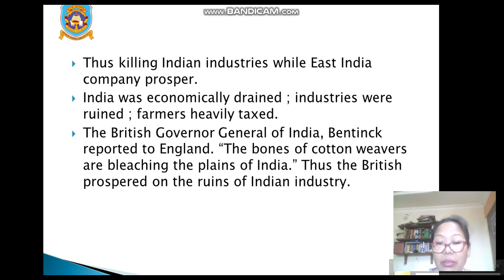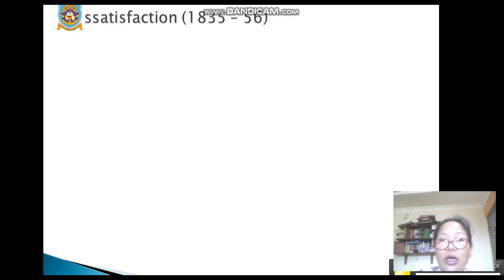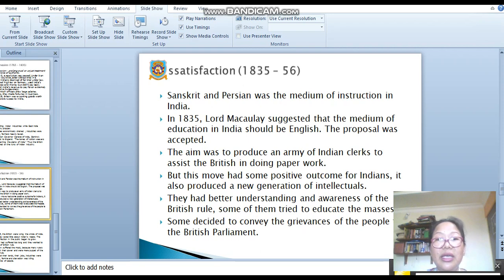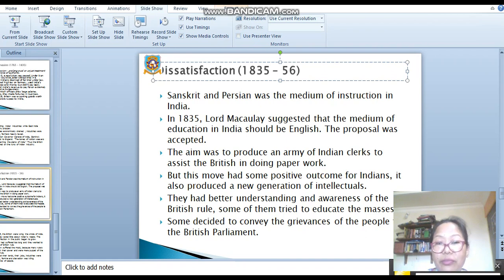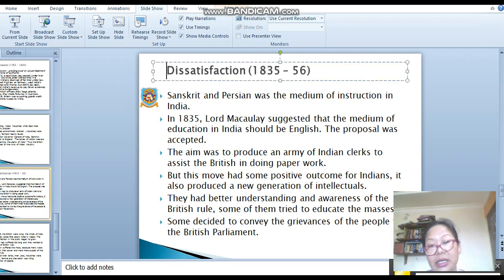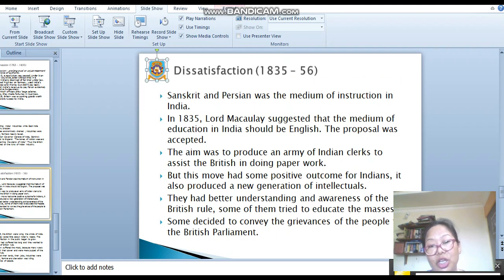Okay, so this is the oppression of the East India Company. Then we will come to the dissatisfaction. Okay, now how did the dissatisfaction against the East India Company, the British rule, start?